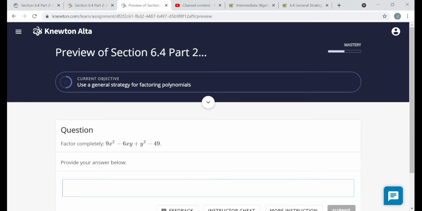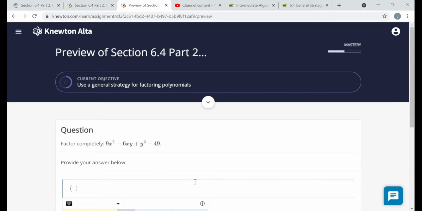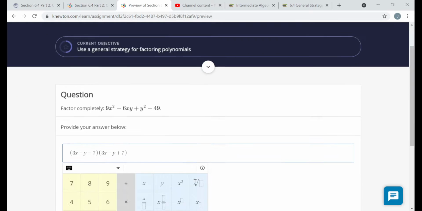Alright, so let me enter those. So yeah, the lesson here is that when you're factoring by grouping, you don't have to cut it in half. You don't have to do 2 terms and 2 terms. You can have groups of 3 and 1, or 1 and 3, if you have a 4-term polynomial, and then factor that by grouping. So grouping is very versatile. So I have 3x minus y minus 7 times 3x minus y plus 7. There are 2 factors.